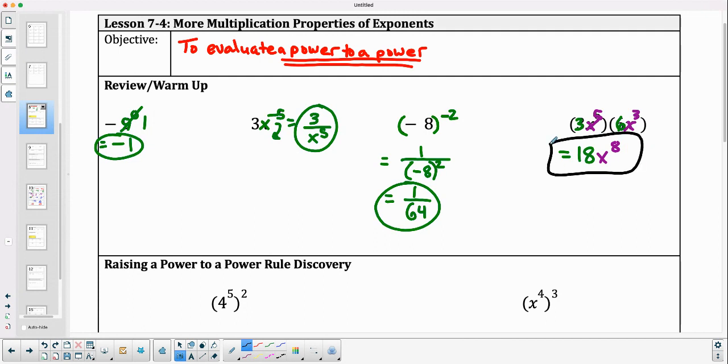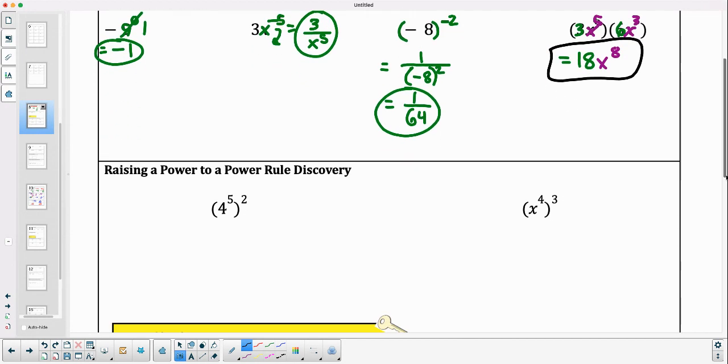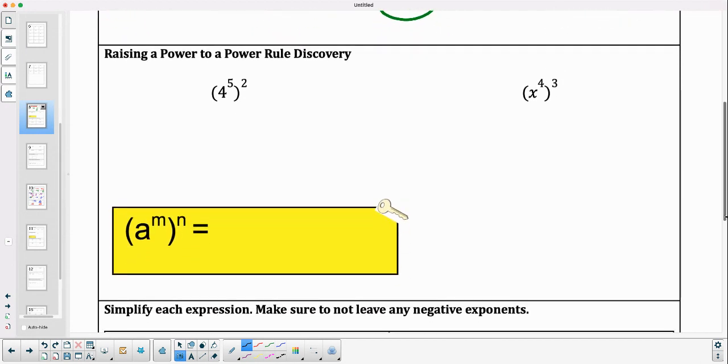Okay, when we're looking at a new rule then, now we're looking at a power to a power. When we're looking at something like that, what we need to be able to do is just understand what an exponent does in the first place. This 2 means there's 2 of something. It means there's 2 of whatever it's touching. So there's 2 of that parentheses. In other words, there's 2 4 to the 5ths.